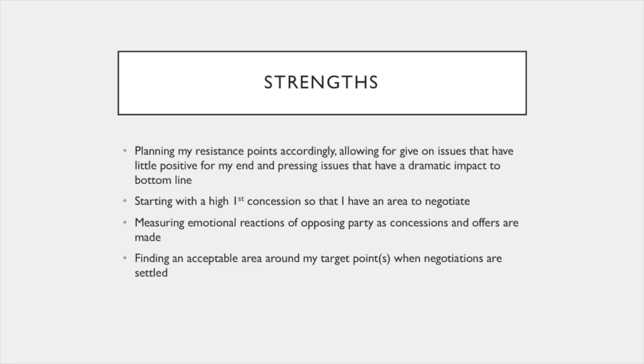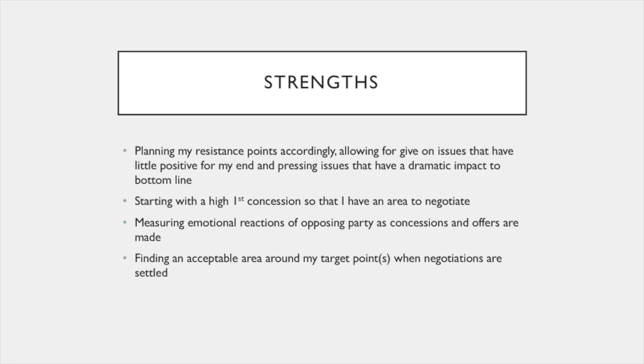First, we will deal with my strengths. My strengths rely heavily on planning my resistance points accordingly. I first figure out what issues have the greatest impact to my bottom line, allowing these issues to have a higher resistance point than the issues that will matter less in the end result. Having these issues have a different resistance point area allows me to better negotiate time so that I am not negotiating on issues that have little to no impact on my bottom line.